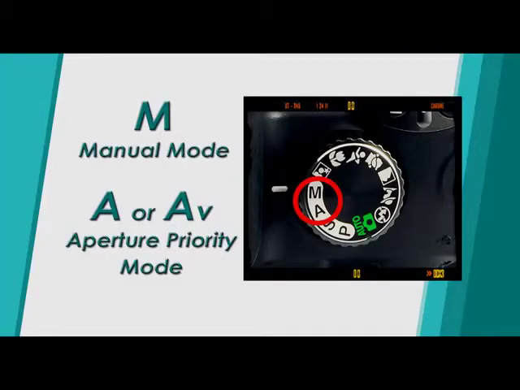Digital cameras have two different modes that will allow you to change the f-stop. One is manual mode and the other is aperture priority mode. In manual mode, you'll be responsible for making sure that both the aperture and the shutter speed are balanced to make a properly exposed image. In aperture priority mode, you will only need to choose the aperture and the camera will choose the appropriate shutter speed for a properly exposed image.